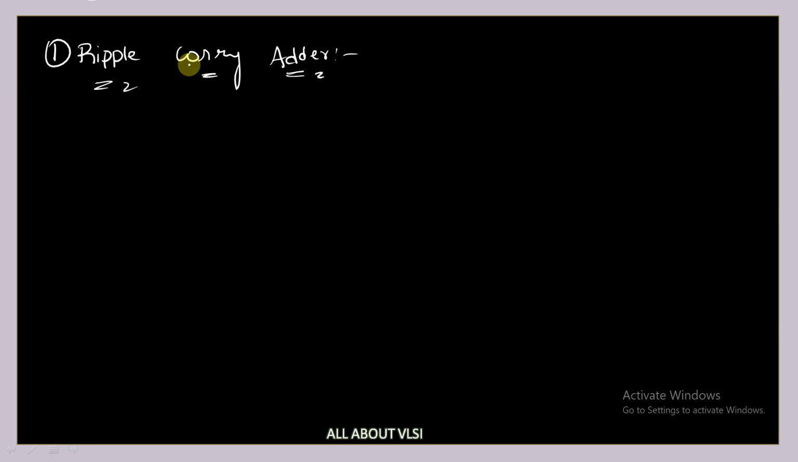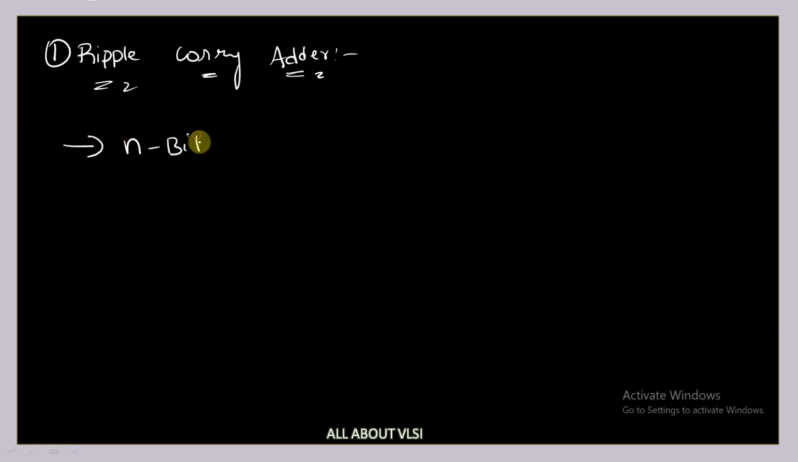So this is nothing but your ripple carry adder and carry lookahead adder, and we have a lot of other adders. These are the two types of adders which we are going to discuss: one is the ripple carry adder and the other is the carry lookahead adder. Using this type of design, we can add more than one bit. So an n-bit ripple carry adder can add n number of bits.